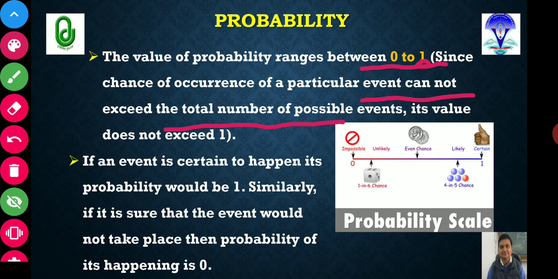So what is next? If an event is certain to happen, its probability will be 1. I have already told this. Similarly, if it is sure that the event will not take place, then the probability of happening is 0. You can see this in the picture, which is also known as the probability scale. Suppose a particular event has a chance of happening at 0. That means it is an impossible event. The event will not happen.